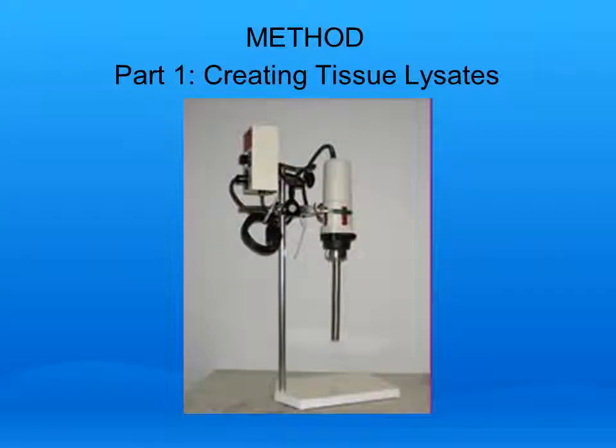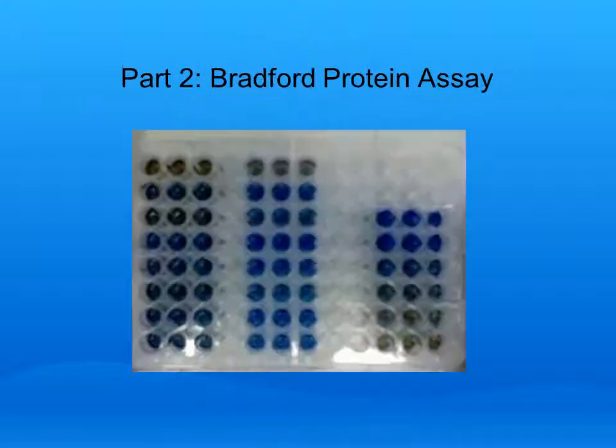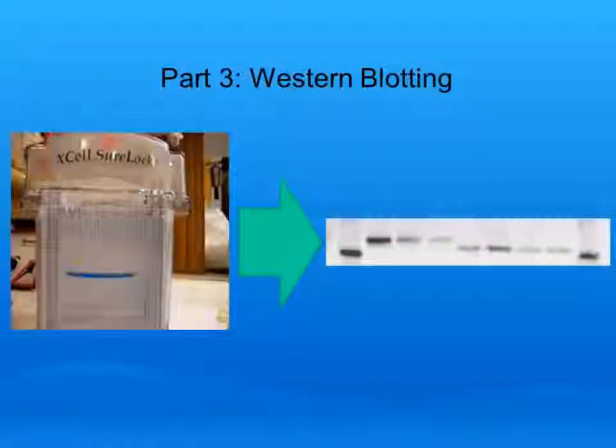I use this homogenizer to create tissue lysates, the first step in any protein analysis. I then use the Bradford protein assay, a spectroscopic procedure, to measure the concentration of protein in a solution. Western blotting uses gel electrophoresis to detect specific proteins in a given sample and results in quantitative and qualitative data.